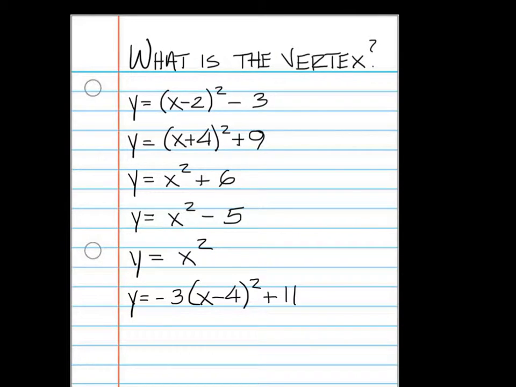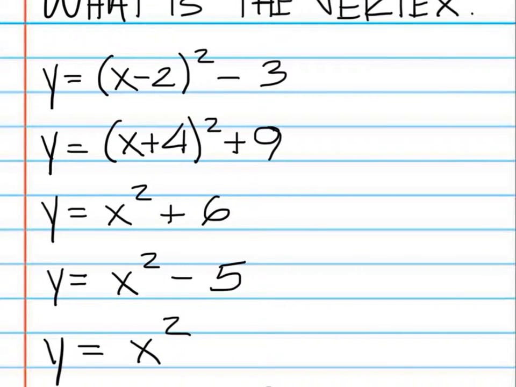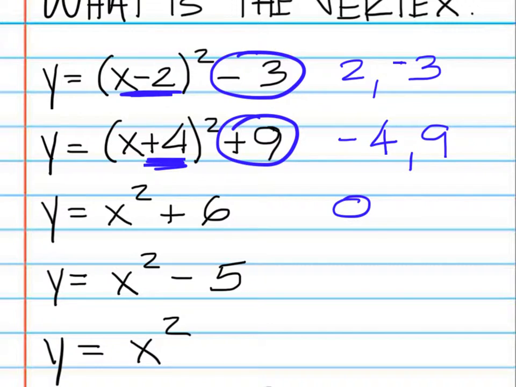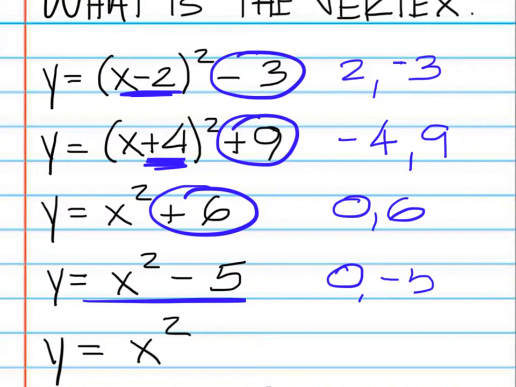What is the vertex? All you have to do is look at it and figure out what the vertex is. Opposite of this number is 2. Keep this one the same. -3. That is the vertex. Same thing here. Opposite of this number, -4. Keep this one. 9. In this form here, without the parentheses, the first one is always 0, then you keep this one, 6. Same thing with this form, 0, -5.